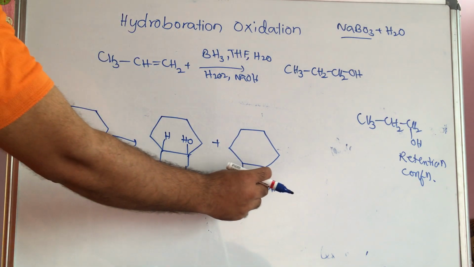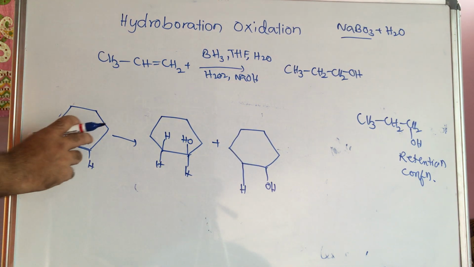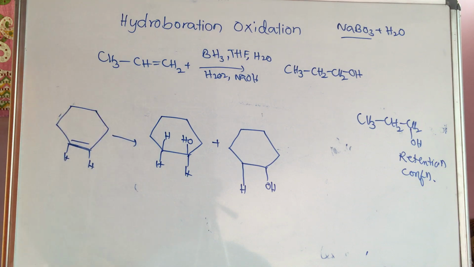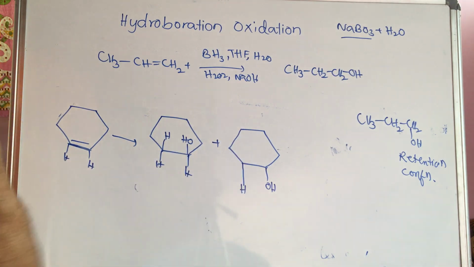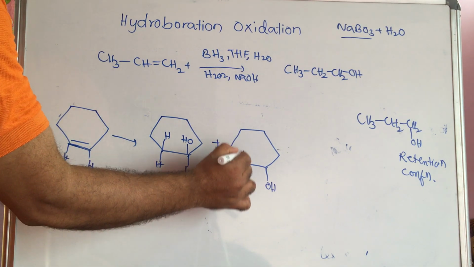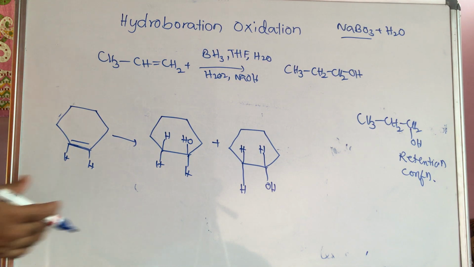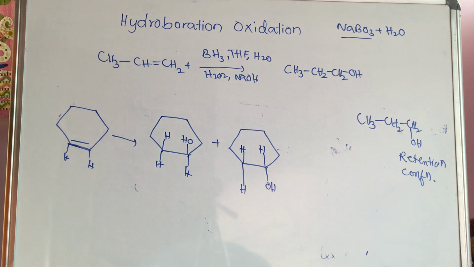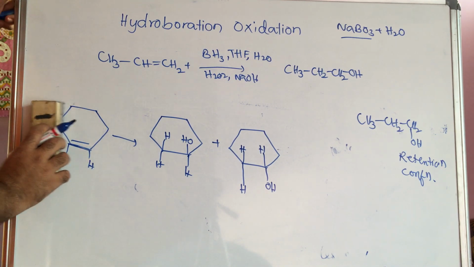An equimolar mixture of both products will be formed in this case, because there is no other side chain present. That's why you will get equimolar products. If you want, you can write here H, H also. Otherwise, here will be the H, here will be the OH also. We can write that, there is no problem. So that is called an equimolar mixture of products.